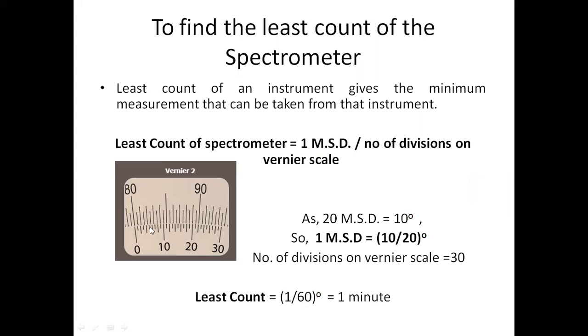As you can see in the figure, from 80 to 90, there are 20 main scale divisions which are equal to 10 degrees. So from here we get main scale division is equal to 10 by 20 or 1 by 2 degrees. And also you can see the number of divisions on this vernier scale which are marked from 0 to 30. So when you divide them, you get the least count, which is 1 by 60 degree and 1 minute.